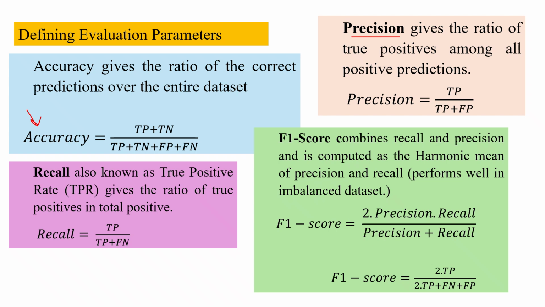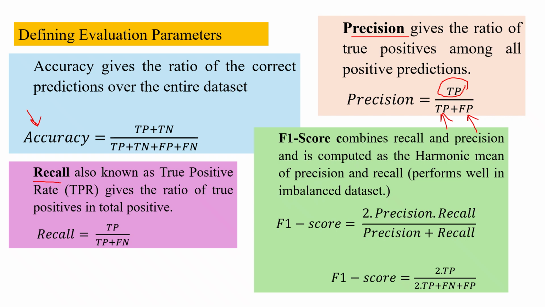Precision, it gives the ratio of true positives among positive predictions. So true positive we know TP, and predictions is what? The true positives are also positive predictions. The false positives are also positive predictions, but they are false. So this is how we compute precision.